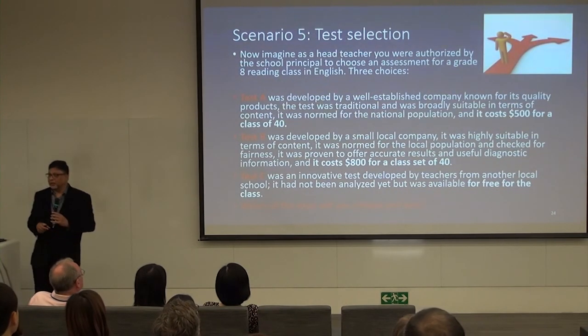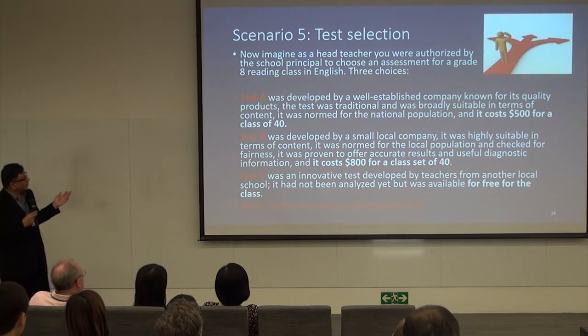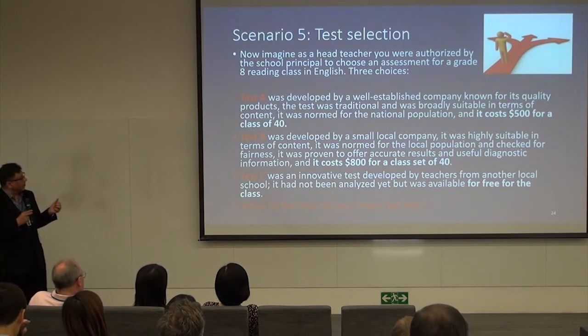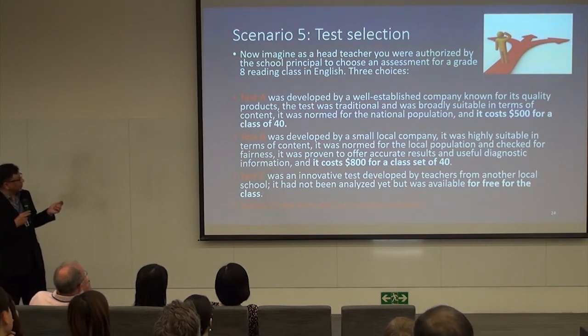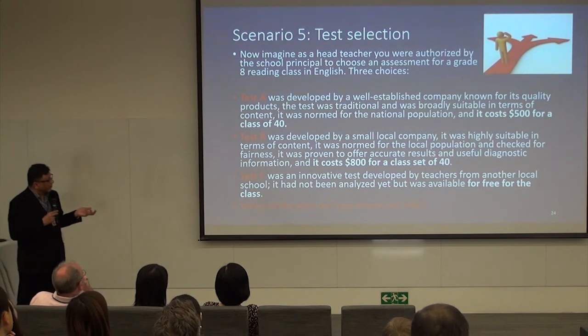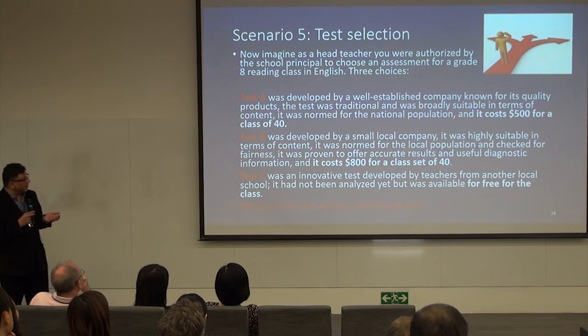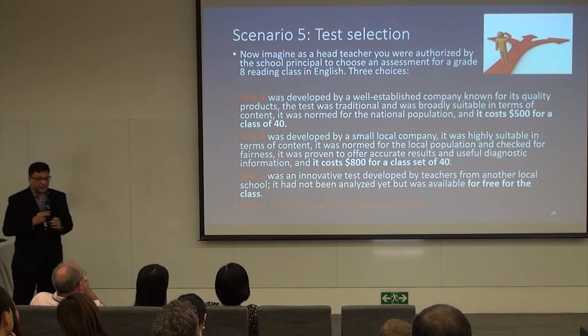Test selection. Imagine you were asked to select out of three tests. Test A was developed by a well-established company known for its quality products. Test was traditional, was broadly suitable in terms of content. It was normed for the national population, and it cost $500 for a class of 40. Test B, developed by a small local company, highly suitable in terms of content, normed for the local population, and checked for fairness. It was proven to offer accurate results and useful diagnostic information, and it cost $800 for a class of 40.